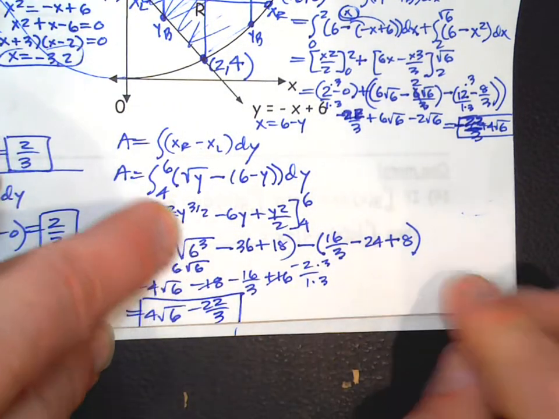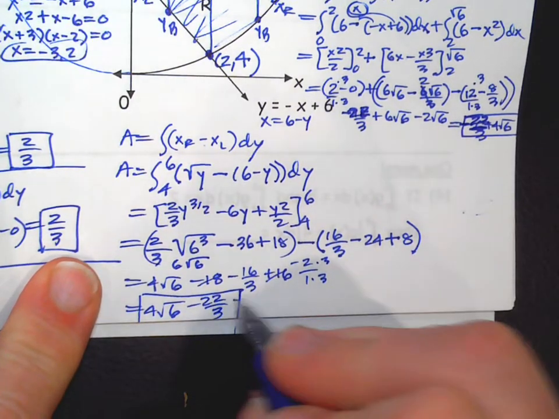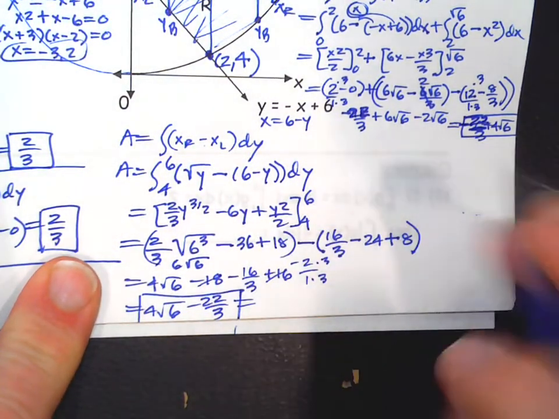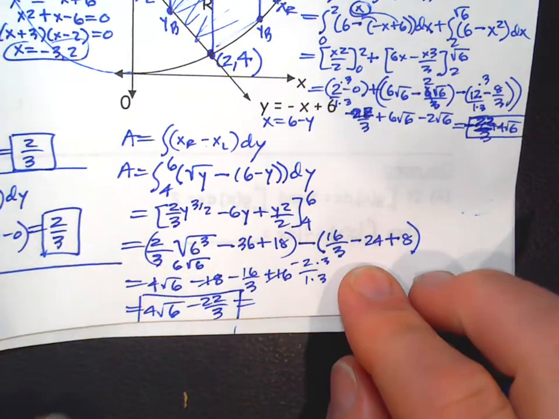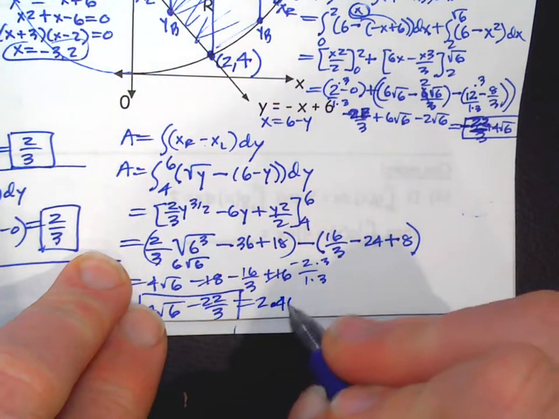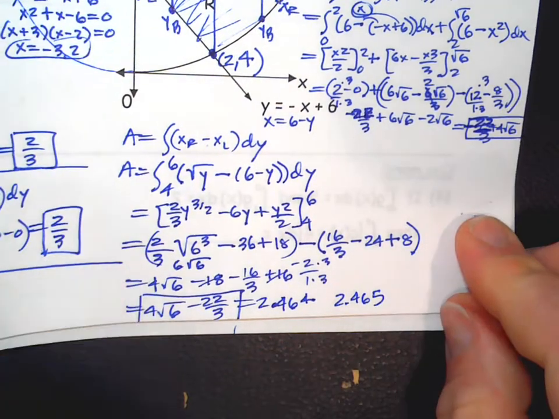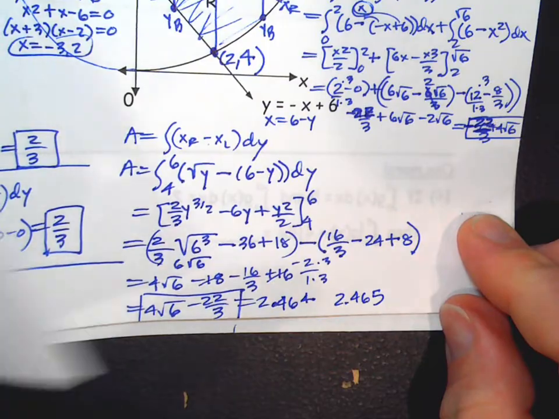Now, if you plug these in your calculator, I would figure out what the decimal is for these, and plug these both in your calculator and see if you get the same decimal. It should come out to 2.464 or 2.465. So if you plug them in your calculator, you should get those same two answers.